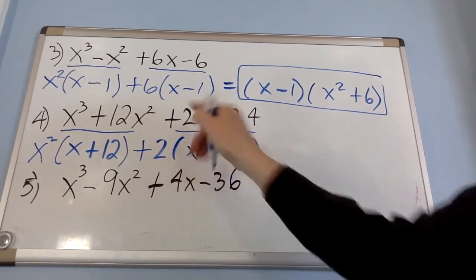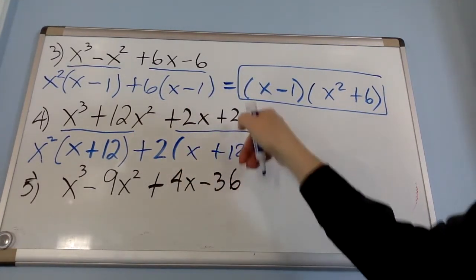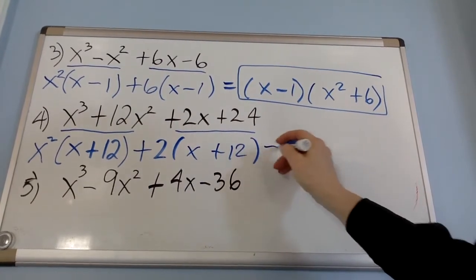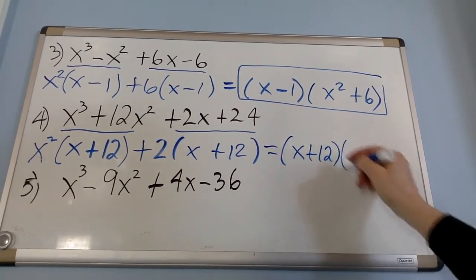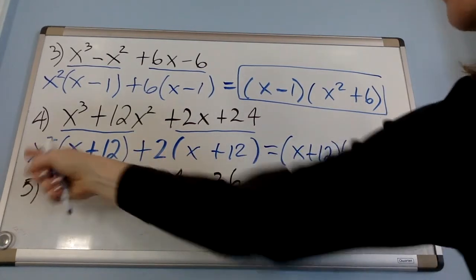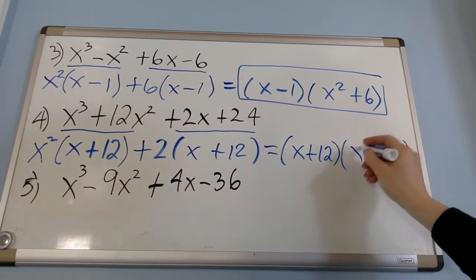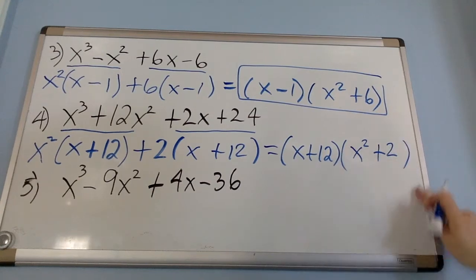2 times x is 2x? Yes. 2 times positive 12 is 24? Yes. So that means that x plus 12 is my common factor. It's a factor of x squared and positive 2, so they go together in one set of parentheses.